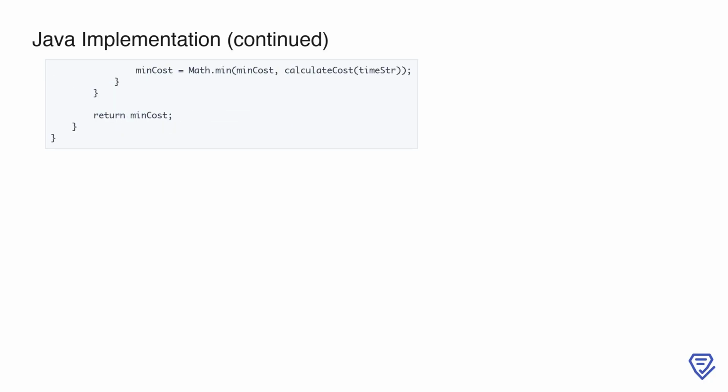With the formatted time string in hand, we calculate its cost using the calculateCost helper method and update the minCost variable to the smaller of its current value and the newly calculated cost. This ensures that we always retain the minimum cost across all valid time combinations. Once all the minute and second combinations have been evaluated, we return the minCost as the result. This approach systematically explores all feasible time configurations while leveraging the helper function to compute the cost efficiently, ensuring the solution is both accurate and optimal.